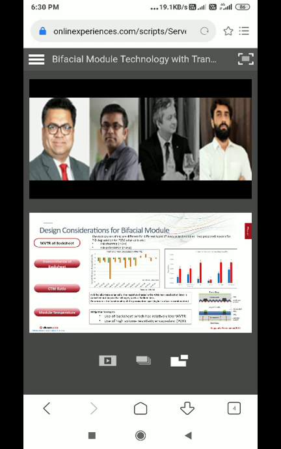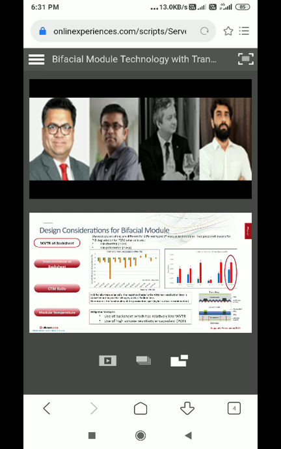Similarly, there is also one more aspect when you talk about the design considerations of a bifacial module. There is something called PID, potential induced degradation, of bifacial modules, and PID impacts the front as well as the rear junction. There are 2 different physical processes involved. The front junction gets impacted by PID shunting, while the rear junction gets impacted by PID polarization.